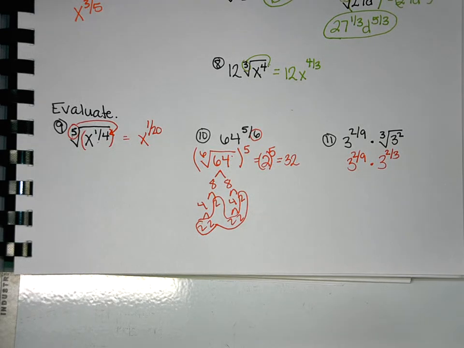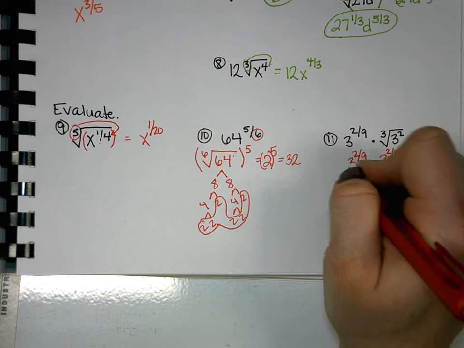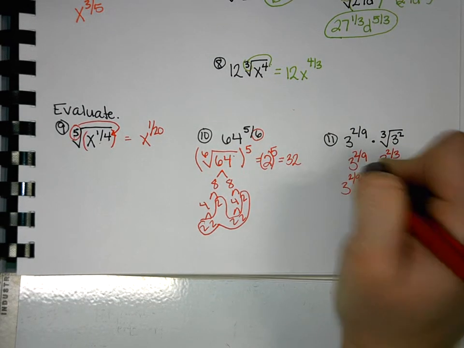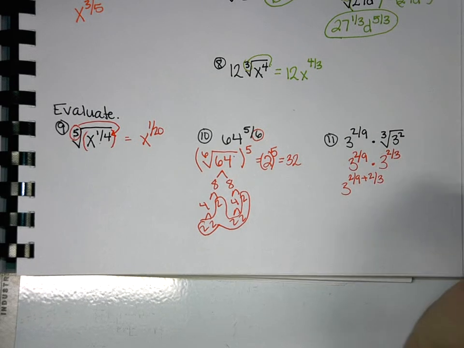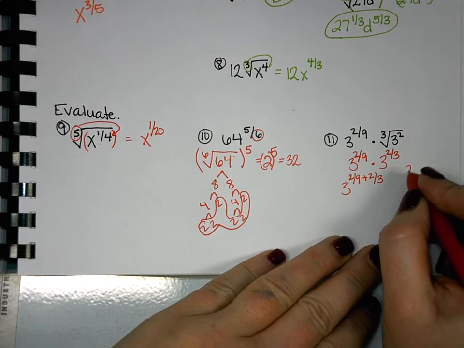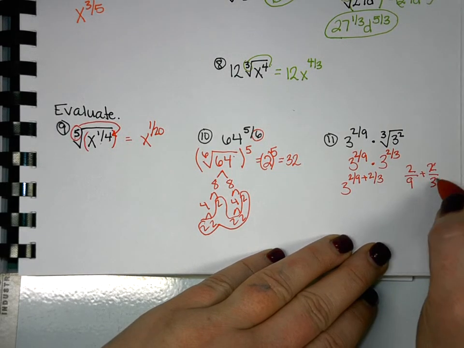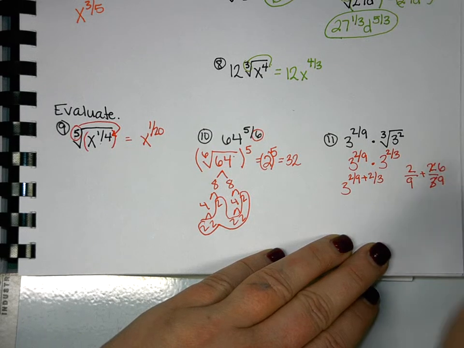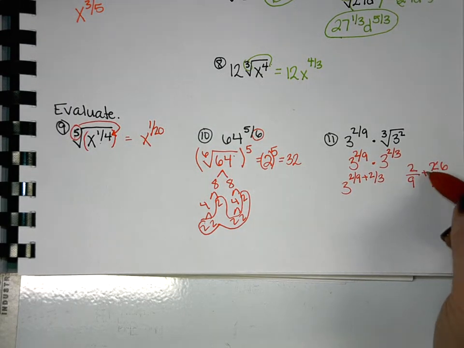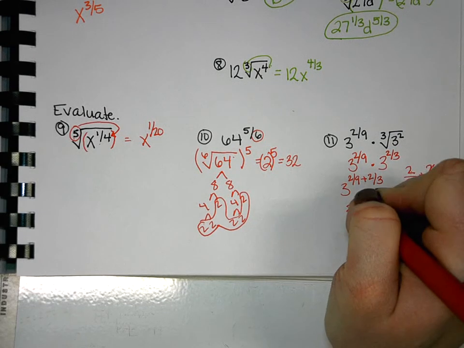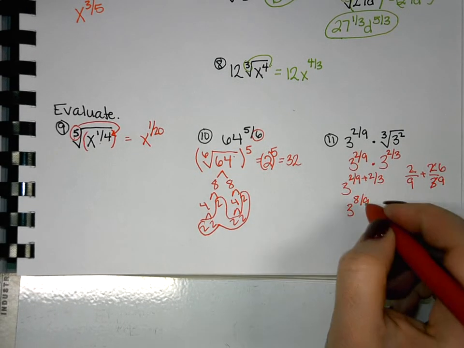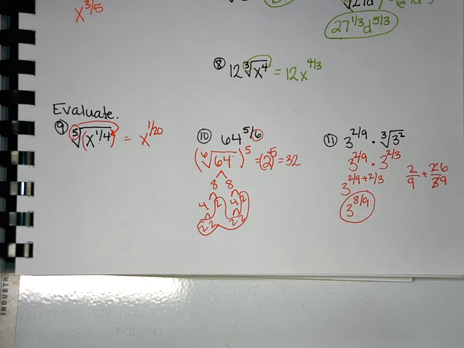And then what can we do to combine those bases? What do we do to the exponents? We add them. So 2/9 plus 2/3. So again, if you need to come over to the side to do your fractions, 2/9 plus 2/3. Multiply top and bottom here by 3, and we get 6/9. So 2 plus 6 would give us 3 to the 8/9. And that would be your exponential answer.